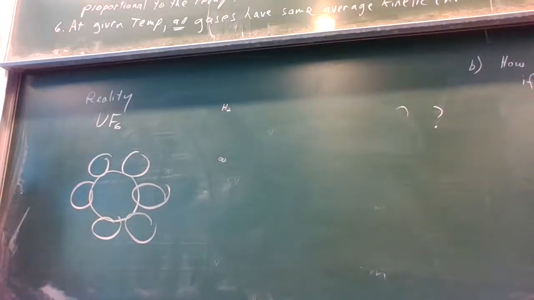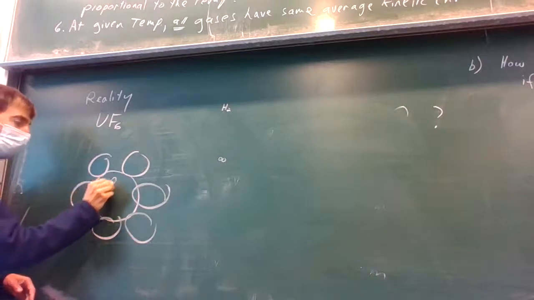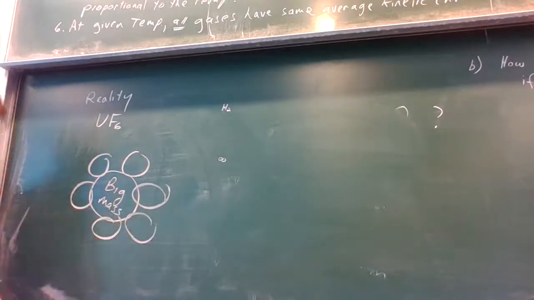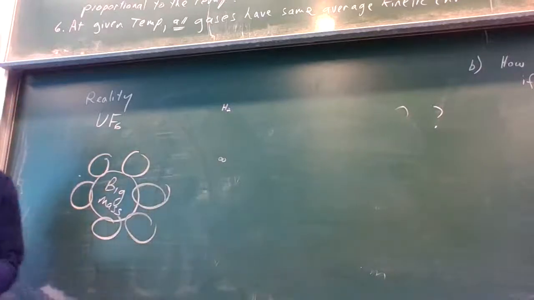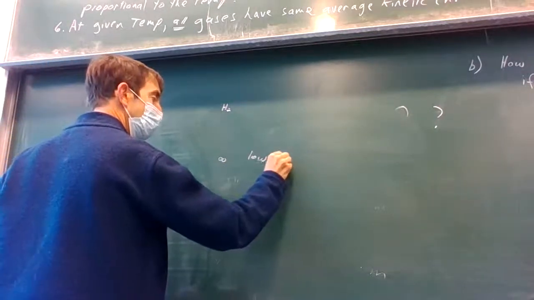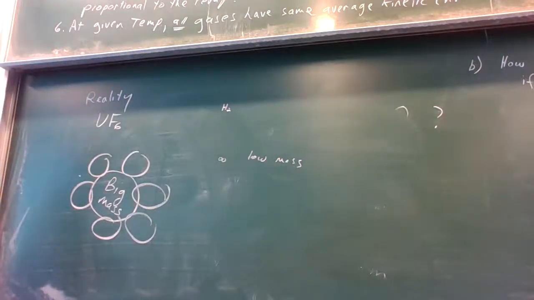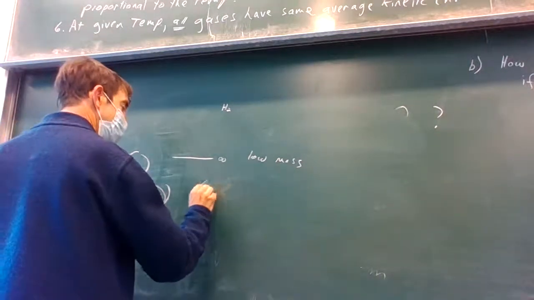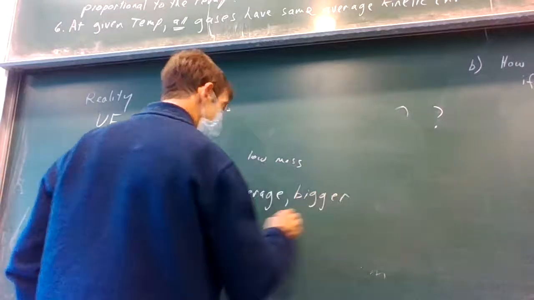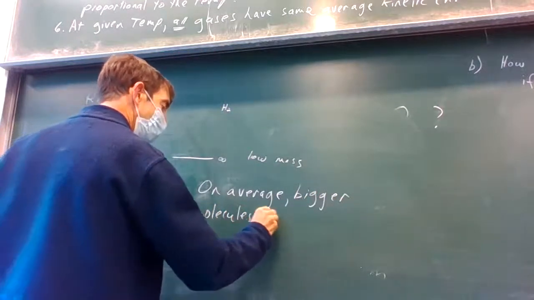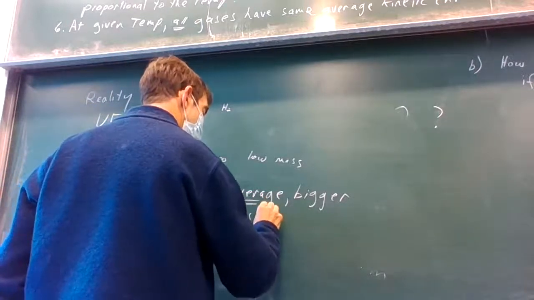And the deal is, generally, the big guys with a big mass are moving how? On average? On average, it would be slow. And the little guys with a very low mass, on average, are moving fast. Now, it's not always the same about every single uranium hexafluoride and every single H2, but on average, that's the deal. Bigger molecules tend to move slower.